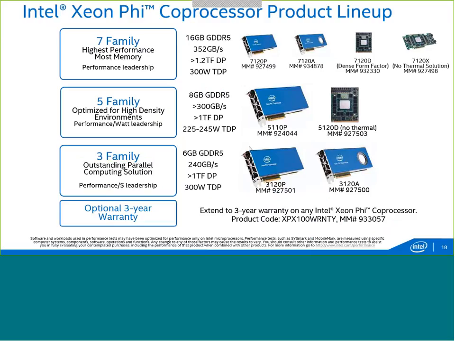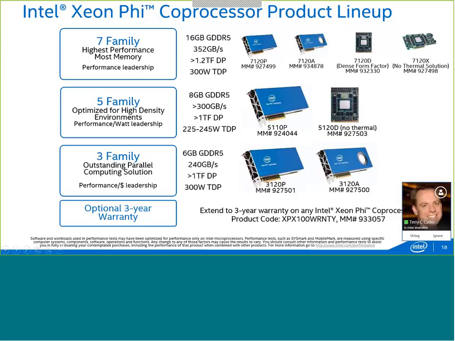Your server will tell you if you need passive or active. So if you're looking at the bottom here, 6 gigabytes GDDR5, 240 gigabytes per second, 1 teraflop double precision, and 300 watts total power. As you move up the stack, you'll see that one will have more memory, one will perform better. You can see it goes from 6 gig to 8 gig to 16 gigabytes.